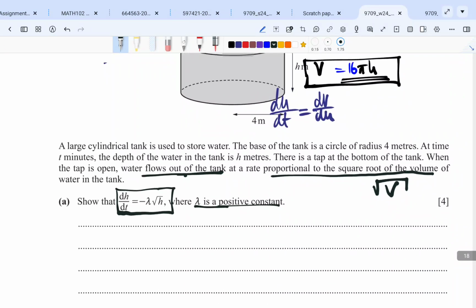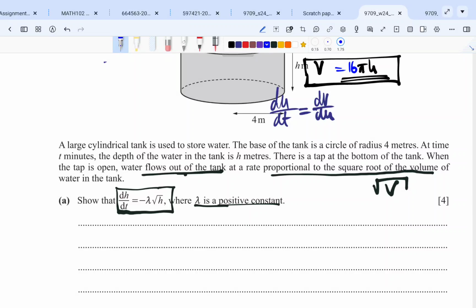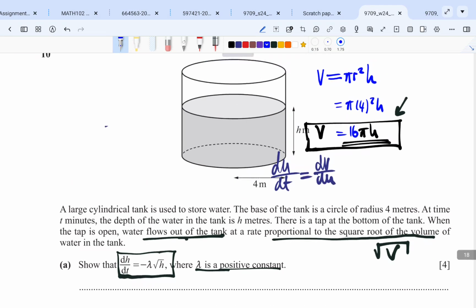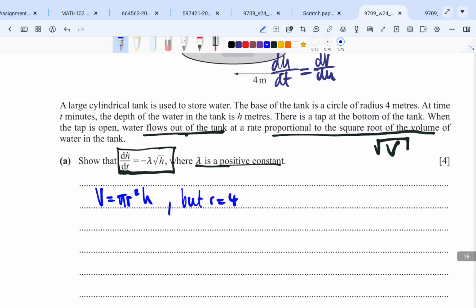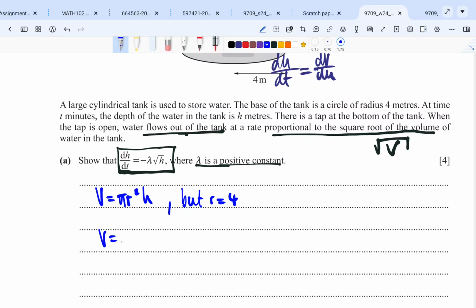Let's quickly put it. So first I'm calculating here. I see that this is a cylinder. So the first thing I'm going to put is the volume. Volume is pi r squared h. You can say, but r is equal to 4. So you're going to have your V being equal to pi 4 squared h, which is going to be pi by 16 by h, which is going to be 16 pi h. This is the V.